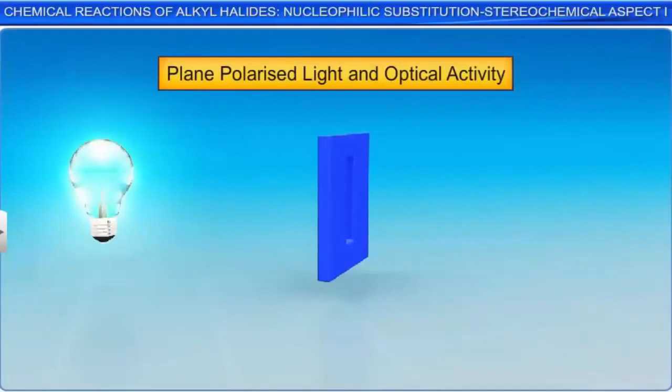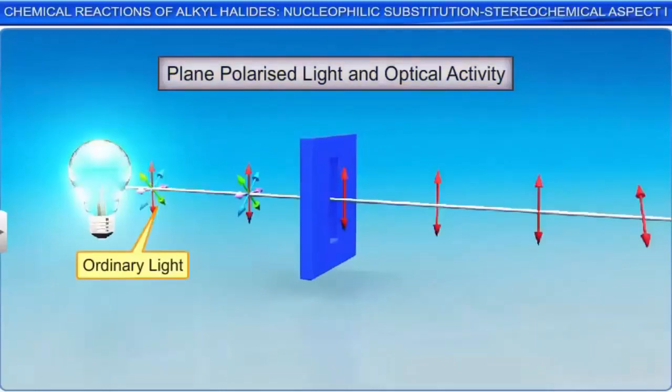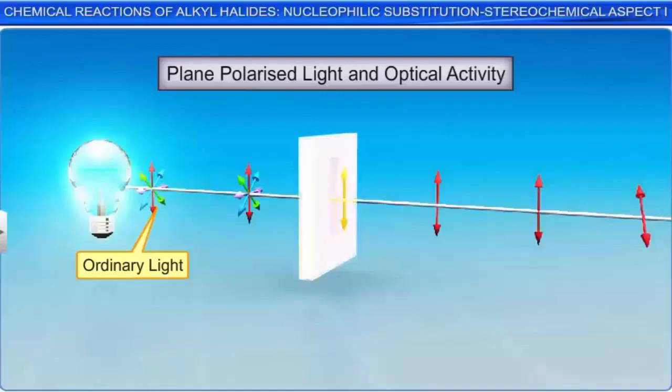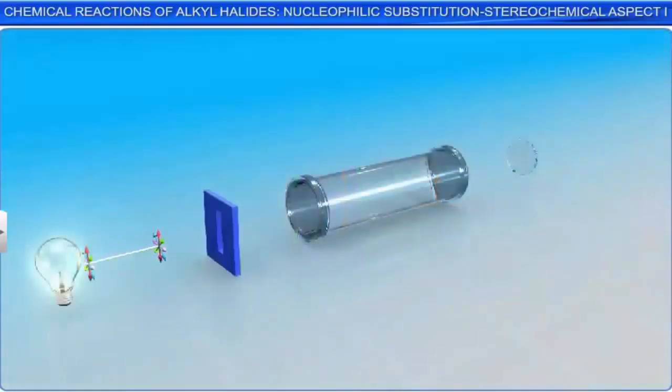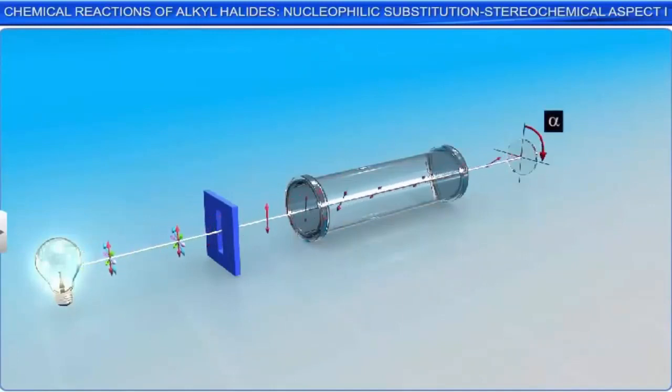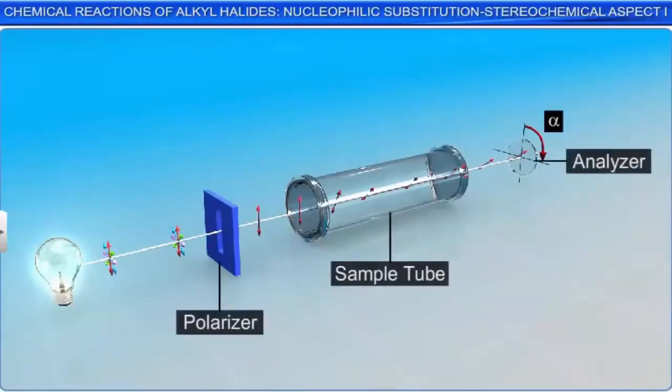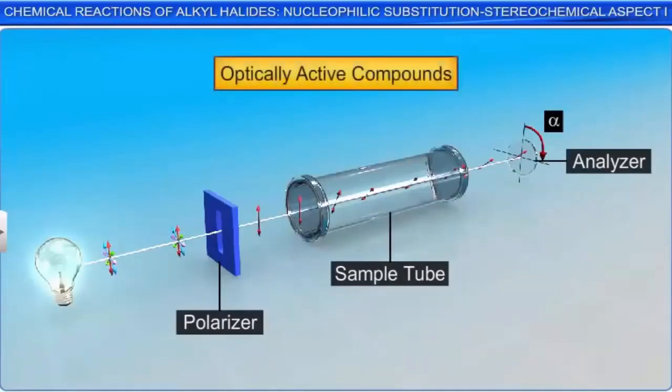Ordinary light is light vibrating in all directions through the line of propagation. When ordinary light is passed through a lens made of Polaroid, or more traditionally calcite, it produces a light that vibrates in only one plane and is called plane polarized light. When plane polarized light is passed through a solution of certain compounds, they rotate the plane polarized light in a specific direction. Such compounds are called optically active compounds.